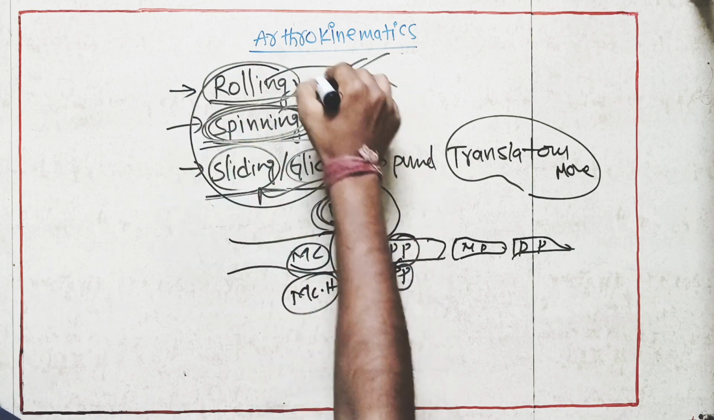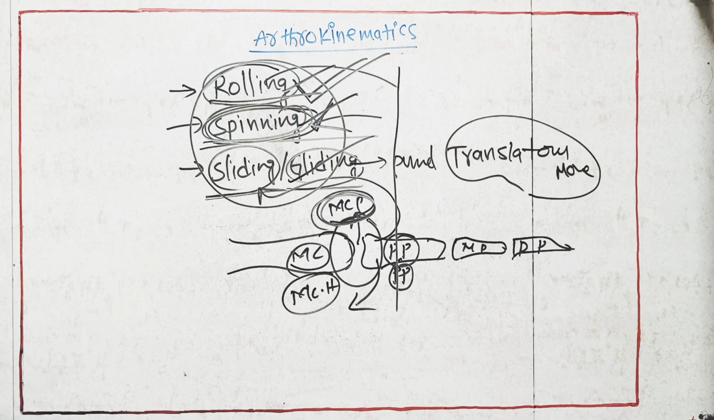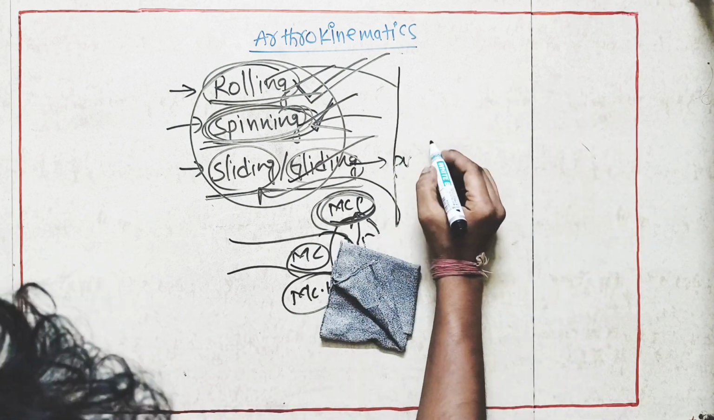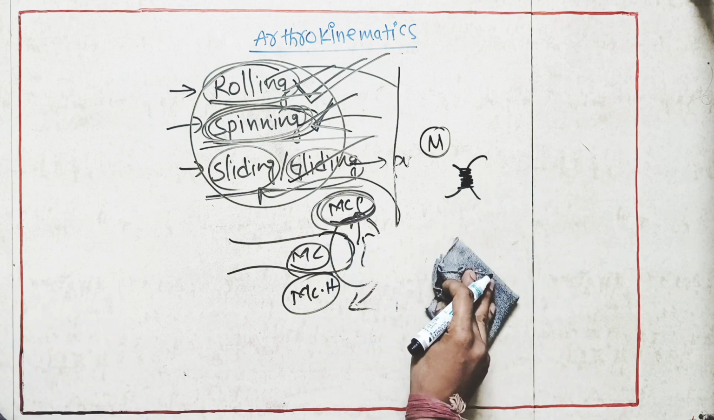So these three are the arthrokinematics: rolling, spinning and gliding. Arthrokinematics is the movement between articular surfaces. Clear?